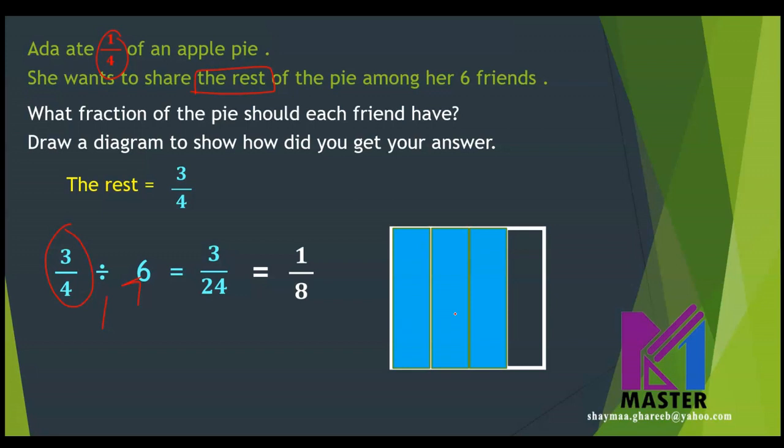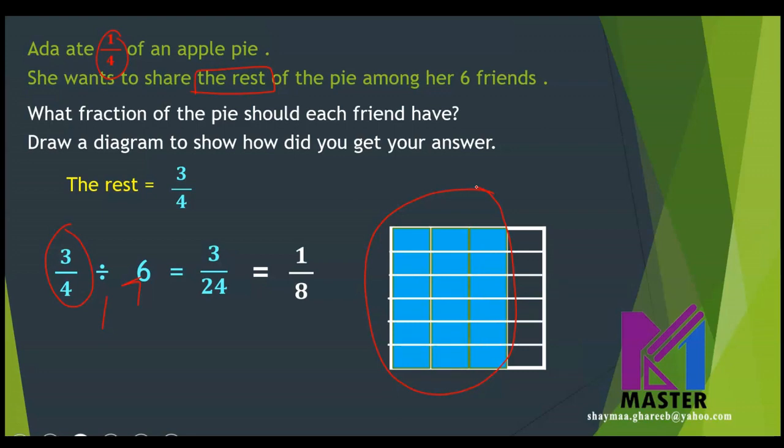I need to divide these 3/4 by 6, which means I'm going to divide them into 6 equal parts this way. So now look at the part. This is one part of the 6, right? What fraction is this? If I want to write this as a fraction, it will be 3 over the total number of parts, which is 24 parts in total. Is this clear?